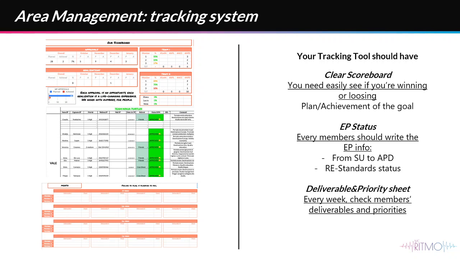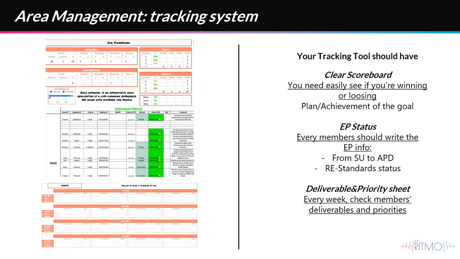Moving to the area management, an important thing that should never be missed is the tracking system. Your tracking tool should have a clear scoreboard. You need to easily see if you're winning or losing. So you have to have a plan and achievement of goal and see what's going on in your area and in your plan, of course.